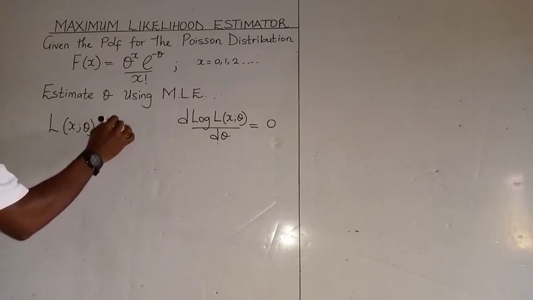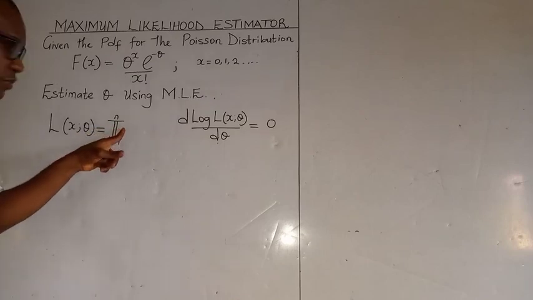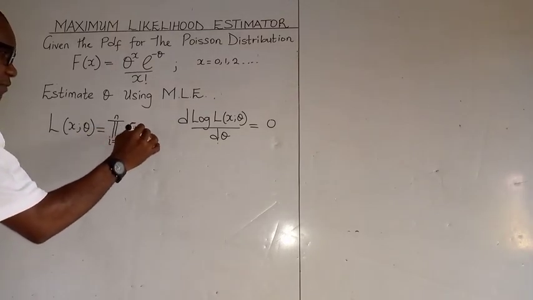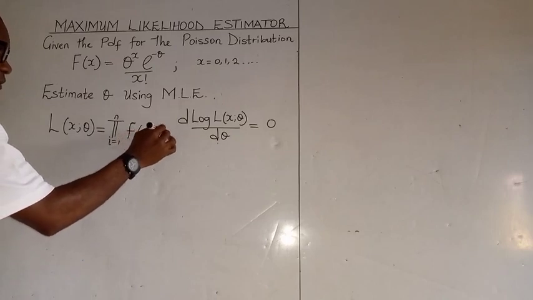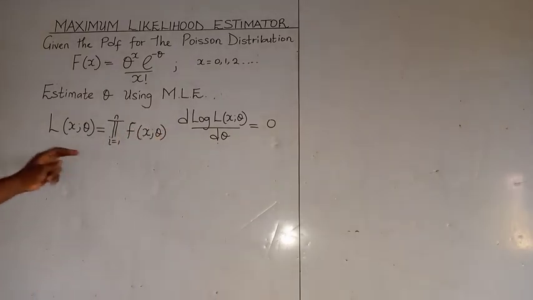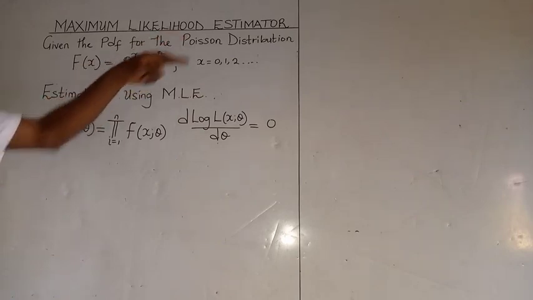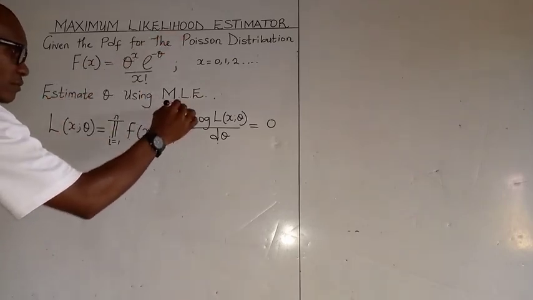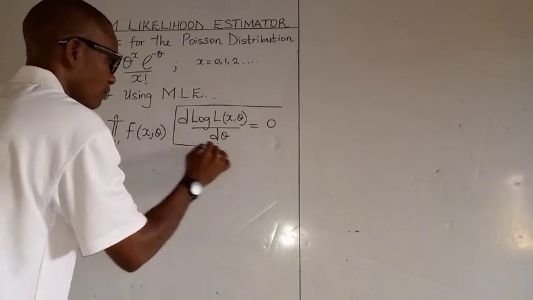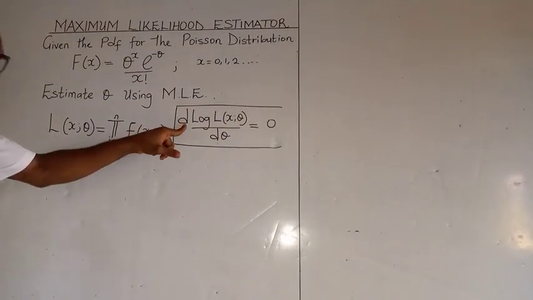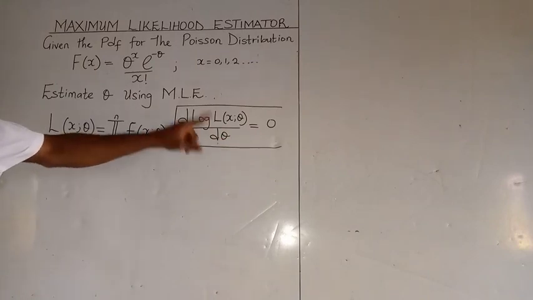And this is the likelihood function, which is equal to the product. This sign means the product of the function. So to get the solution to the maximum likelihood estimator, we take the log of the function, then differentiate with respect to theta.